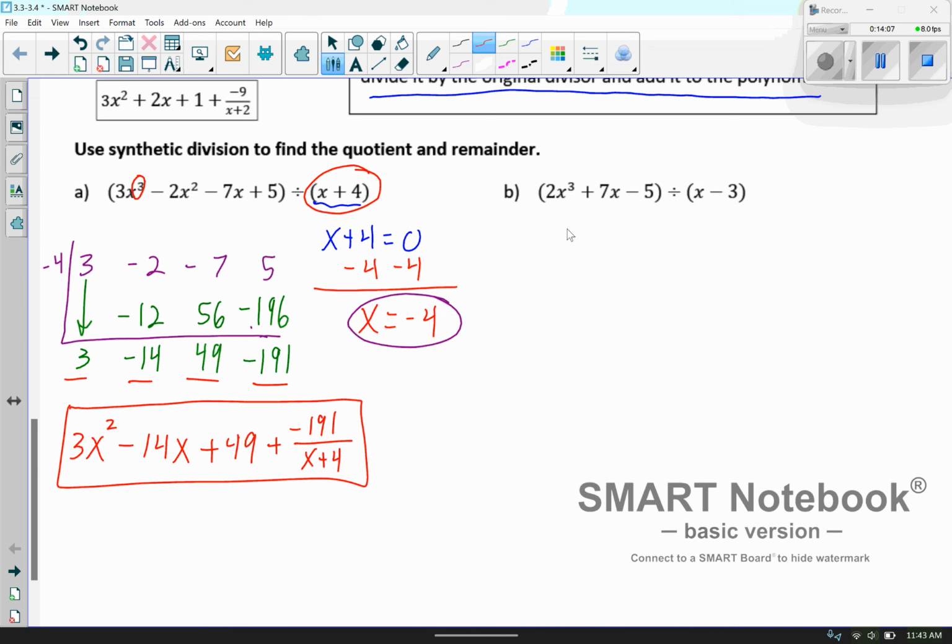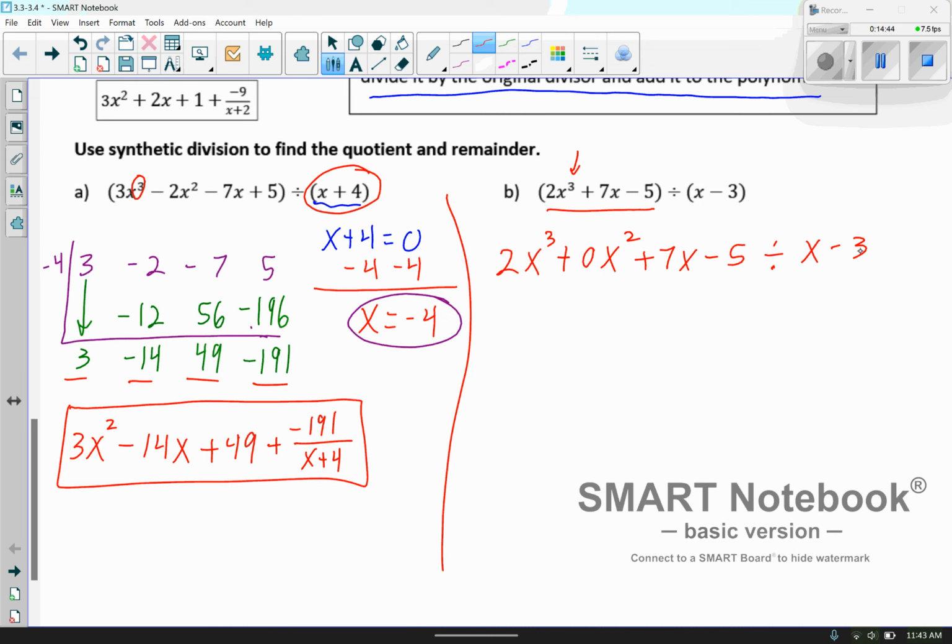And looking at example B, do you notice anything a little different about the polynomial being divided as opposed to the first two that we did, example A and the one above? Is there something you notice that's a little different? Well, what I notice is I'm missing the x squared, and so that's actually very important. If you're missing anything, you start with the highest and you count down, and you actually need to go ahead and put a placeholder there. So I'm going to have to put a 0x squared there, then a plus 7x and a minus 5, and then we're going to divide that by the x minus 3 right there.